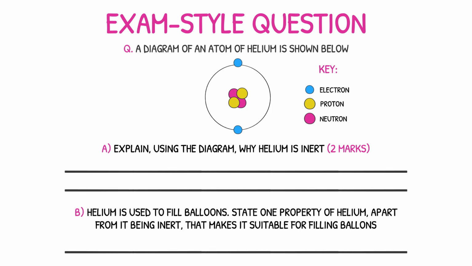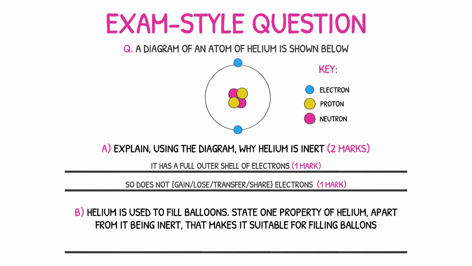We know atoms will only ever react because they require a full outer shell of electrons. The diagram of helium provided with this question shows that helium has only 2 electrons and therefore only has 1 electron shell. The first electron shell can only hold a maximum of 2 electrons, and so helium has a full outer shell of electrons. So, to achieve the 2 marks for this question, our answer should state that helium already has a full outer shell of electrons, and so does not need to gain, lose, or share electrons to achieve this.